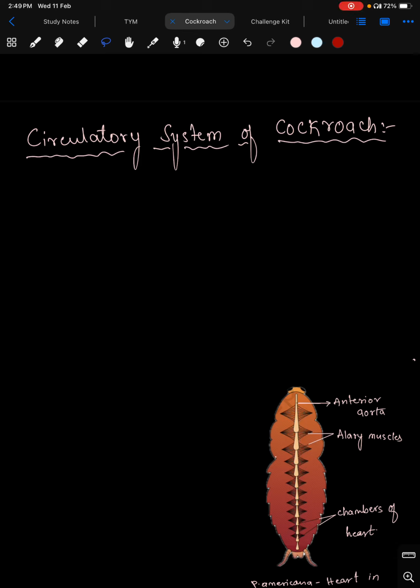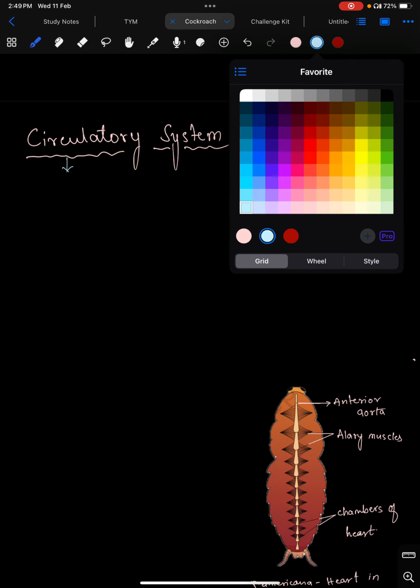Hello students. So today we are going to discuss the circulatory system of the cockroach. As you know, the cockroach belongs to the phylum Arthropoda. Arthropoda has an open type of circulatory system. So the cockroach also has an open type of blood circulatory system.